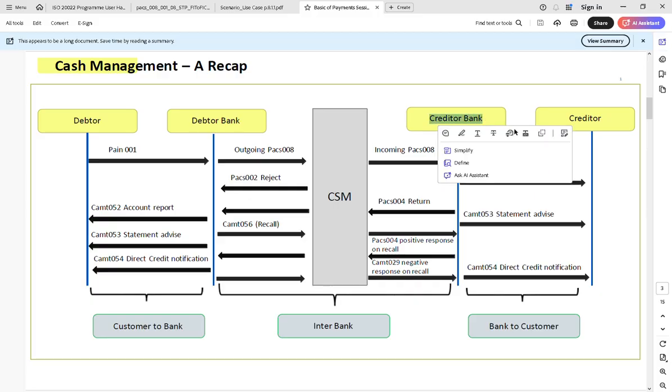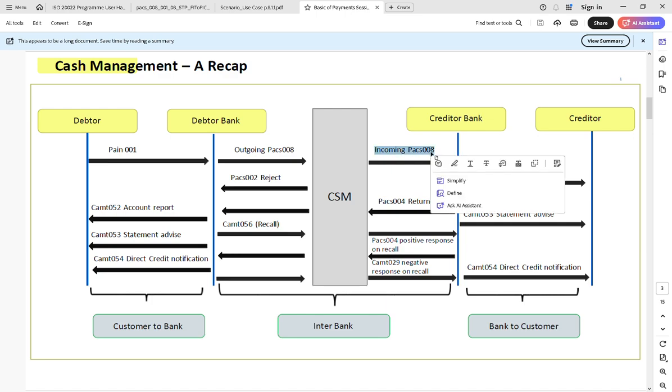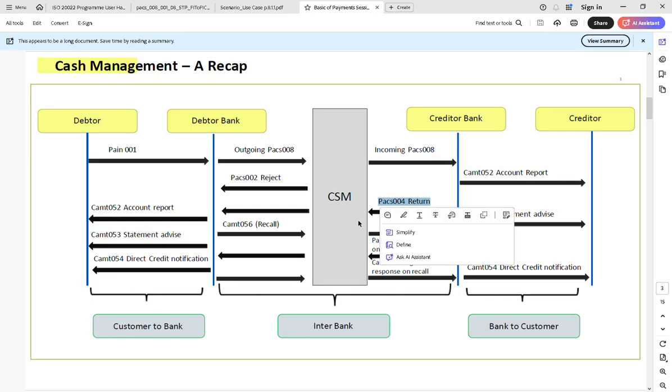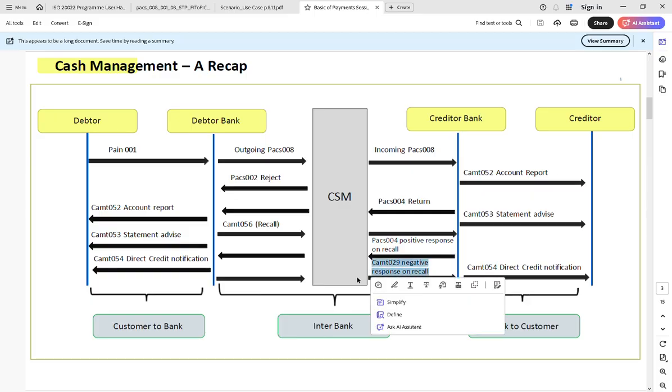So the creditor bank, with the help of the creditor, decides whether this payment, which is a PACS008 message, should be sent back or not. If they accept to send it back, then it will generate a message called PACS004 return message. That's clear. They will send a positive response with this CAMT29 positive message. But if they decide not to send this payment back, then it will send a negative response, which is CAMT29 negative, and it will not send any PACS004 return message.